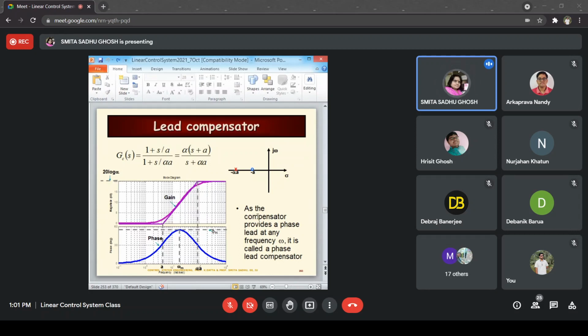So this is the transfer function of the lead compensator. As written over here, the compensator provides a phase lead at any frequency omega apart from 0 and infinite frequency. It is called a phase lead compensator. And the pole and 0 locations are exactly as shown over here for a lead compensator. Values may vary, but the relative locations have to remain the same, meaning the 0 should be closer to the imaginary axis compared to the pole, which results in the magnitude and phase plot shown over here.